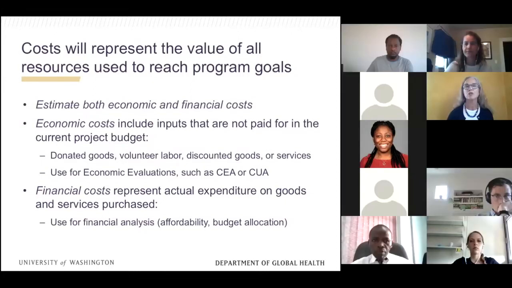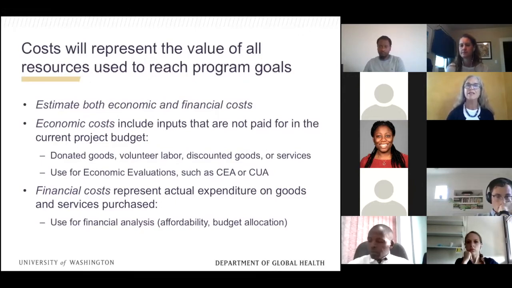Economic costs include inputs that aren't necessarily paid for out of a program or project budget. They may reflect donated goods or volunteer labor. They're always used for economic evaluations, like cost effectiveness analysis or cost utility analysis. Financial costs represent the actual amount that was paid on goods and services. These are used for affordability and budget allocation, and they are often combined with economic costs in economic evaluations.